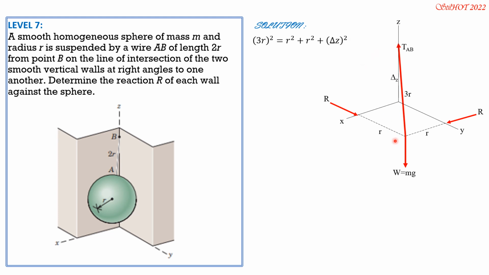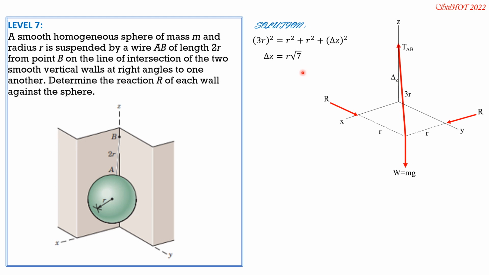In other words, the components of distance of tension AB are R opposite to X, R opposite to Y, then delta Z along Z, upward. So delta Z is R square root of 7, because 9R squared minus 2R squared is 7R squared, so extract the square root, R square root of 7.